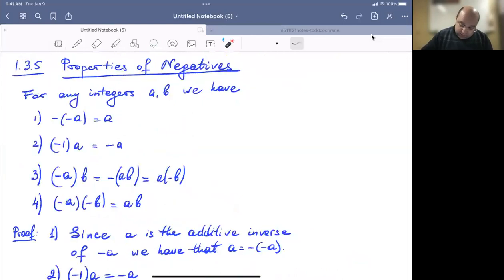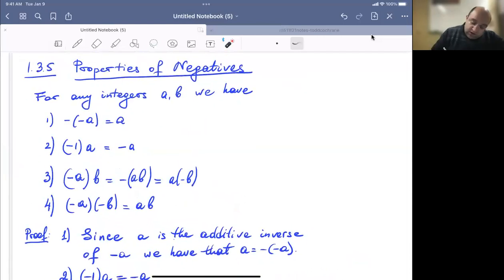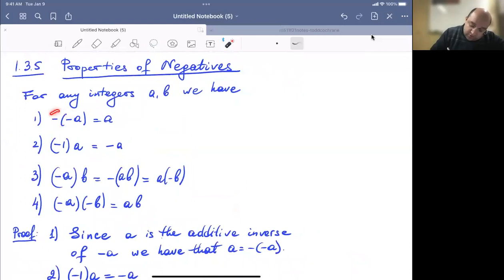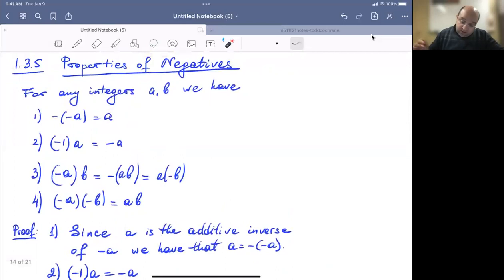So for instance, number 1. How would you show this property here? Well, it actually follows just from the definition. Let's remember what negative A is. Negative A is the additive inverse of A. So if you read that sentence backwards, that says that A is the additive inverse of negative A.